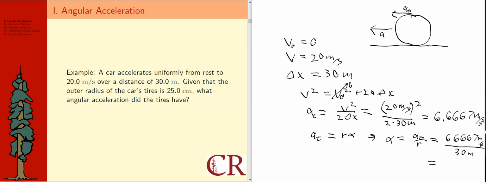Maybe at this juncture I could round that to 26.7. And what unit should I have here? I guess the meters cancel, right? And this makes sense, should be like radians per second squared, but we write that as s to the -2. So let's go ahead and check that answer.